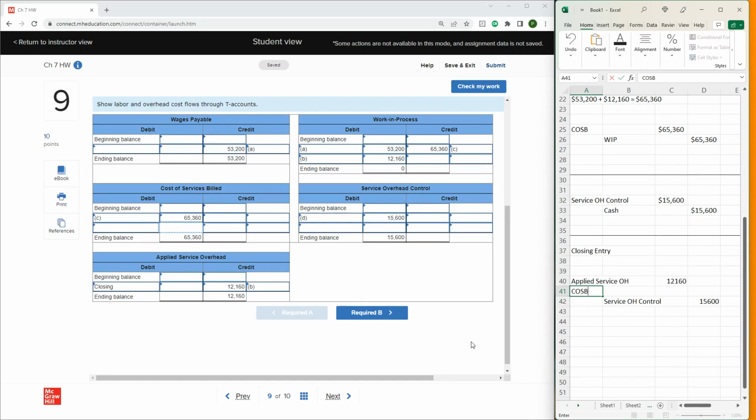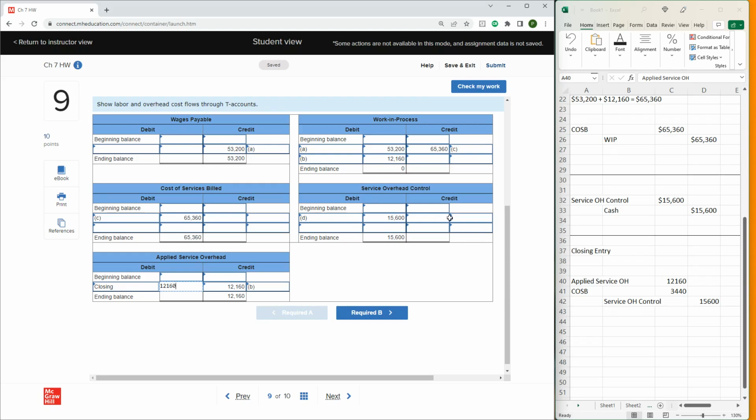So we'll do $15,600 minus $12,160, and we get $3,440. So that'll be our last journal entry we have to recognize in these T accounts. So for applied service overhead, we're going to do a closing entry here for $12,160. For service overhead control, we're going to have to credit it by $15,600. And to make it balance, we're going to add a closing entry to cost of services billed of $3,440. So now our T accounts are complete.